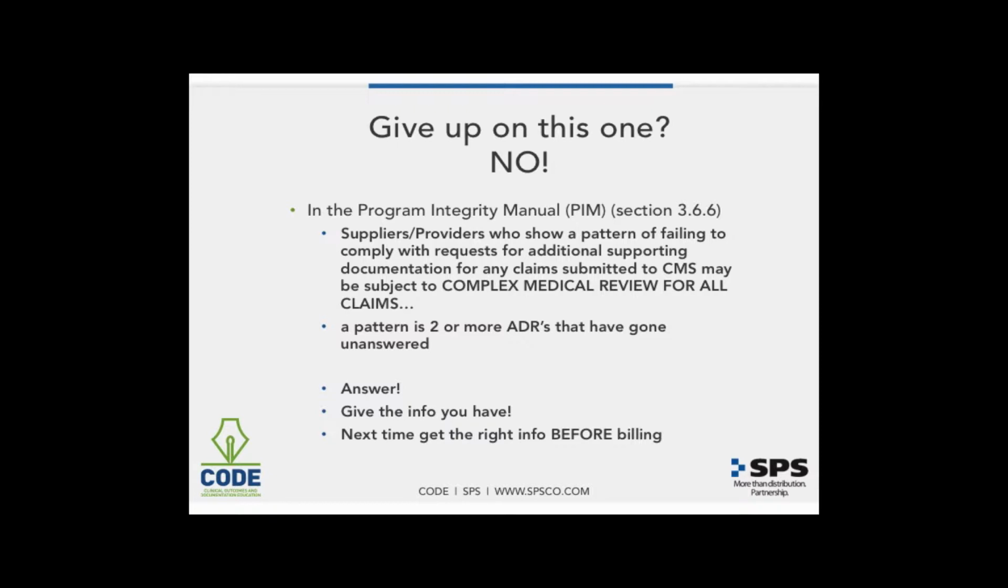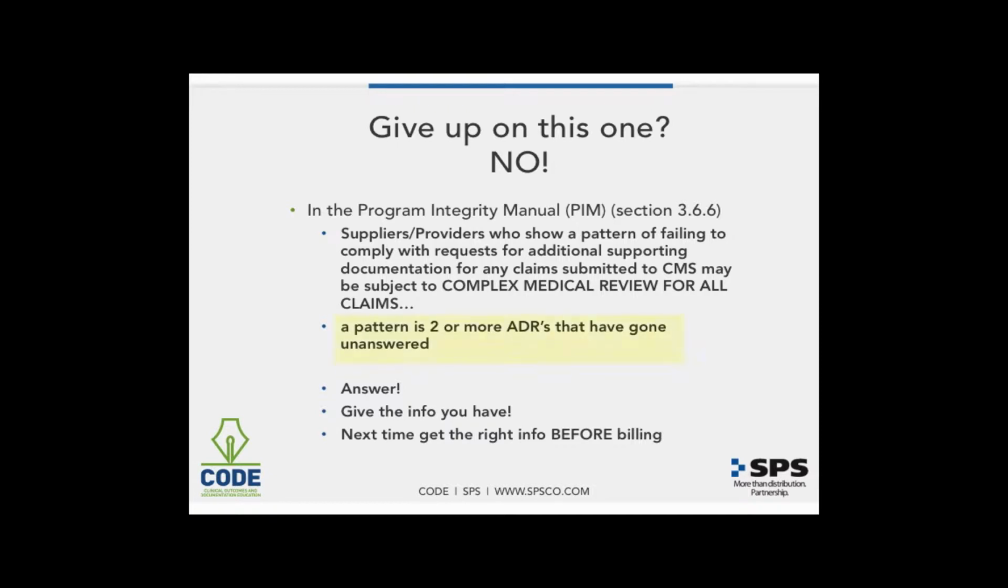What do they consider a pattern? Is it 5? Is it 10? Is it 50? And then after you've had 50 complex medical review additional documentation requests that you didn't respond to, they say, okay, now we're going to put you through complex review for all of them.